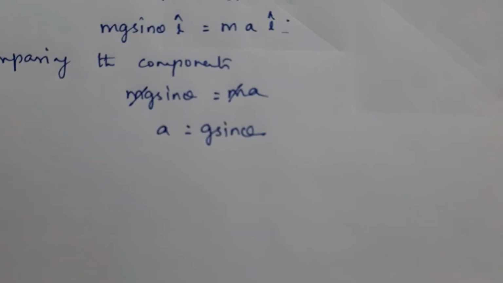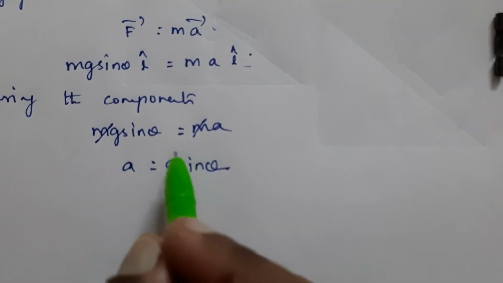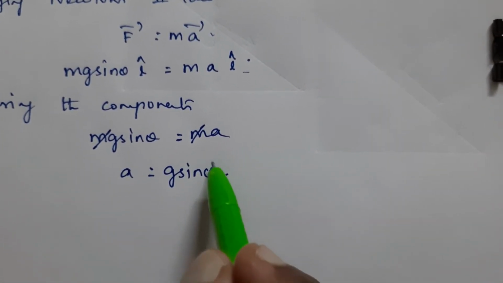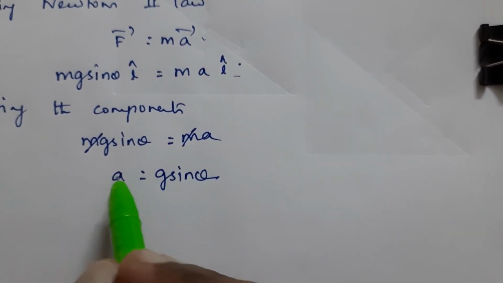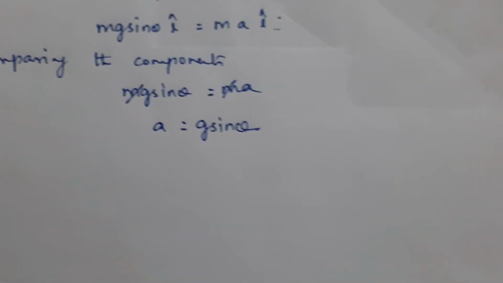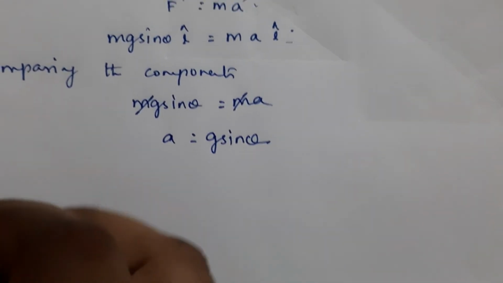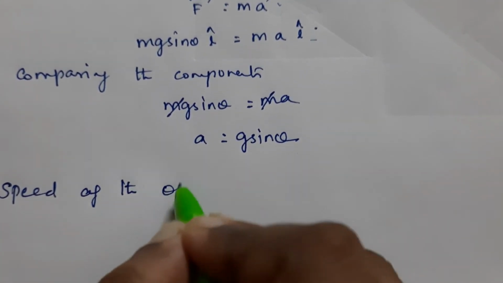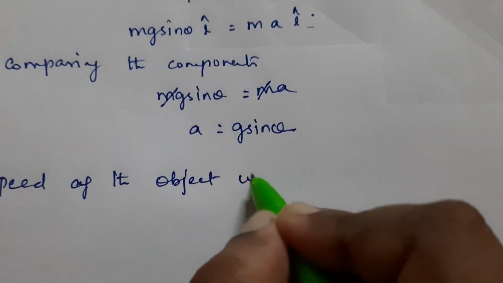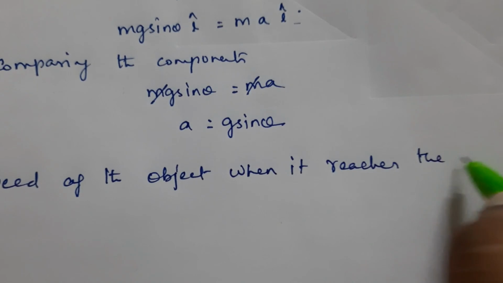This gives the acceleration of the object. So the acceleration depends upon the angle of inclination theta. Now we have to find out the speed of the object when it reaches the bottom.